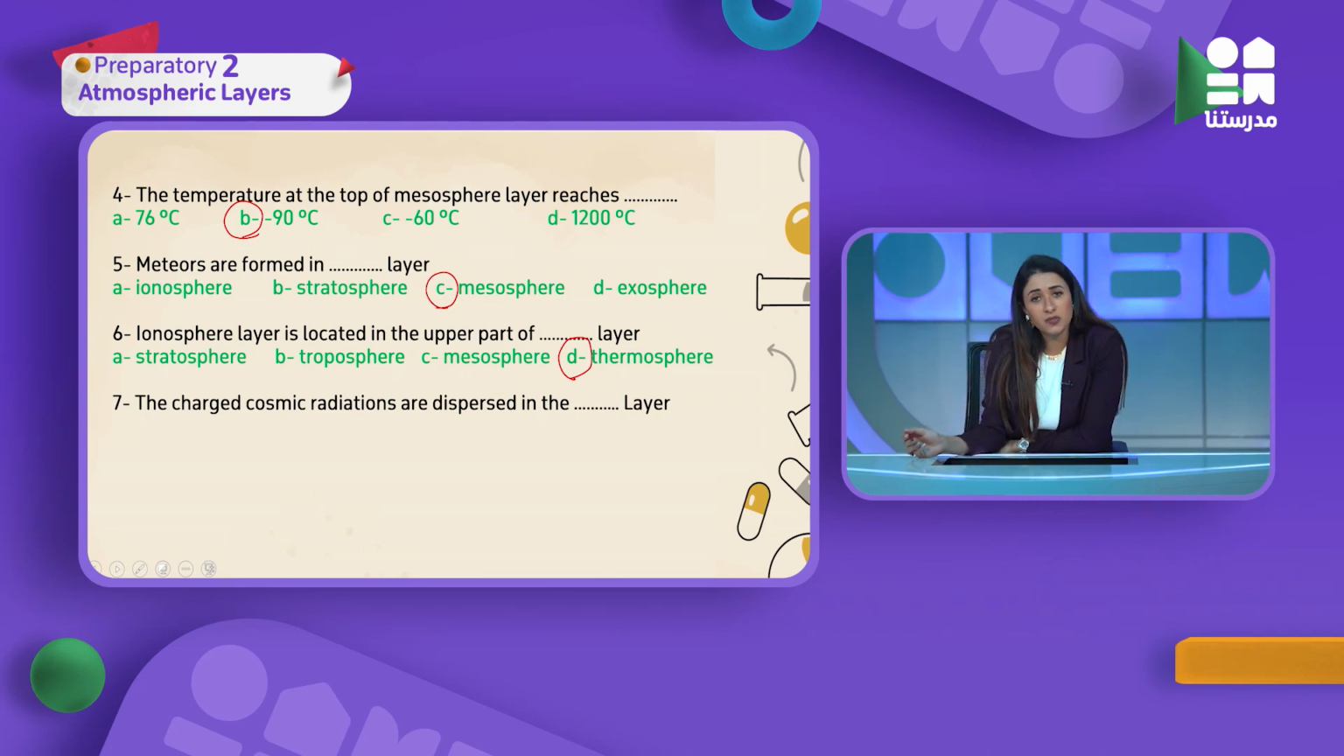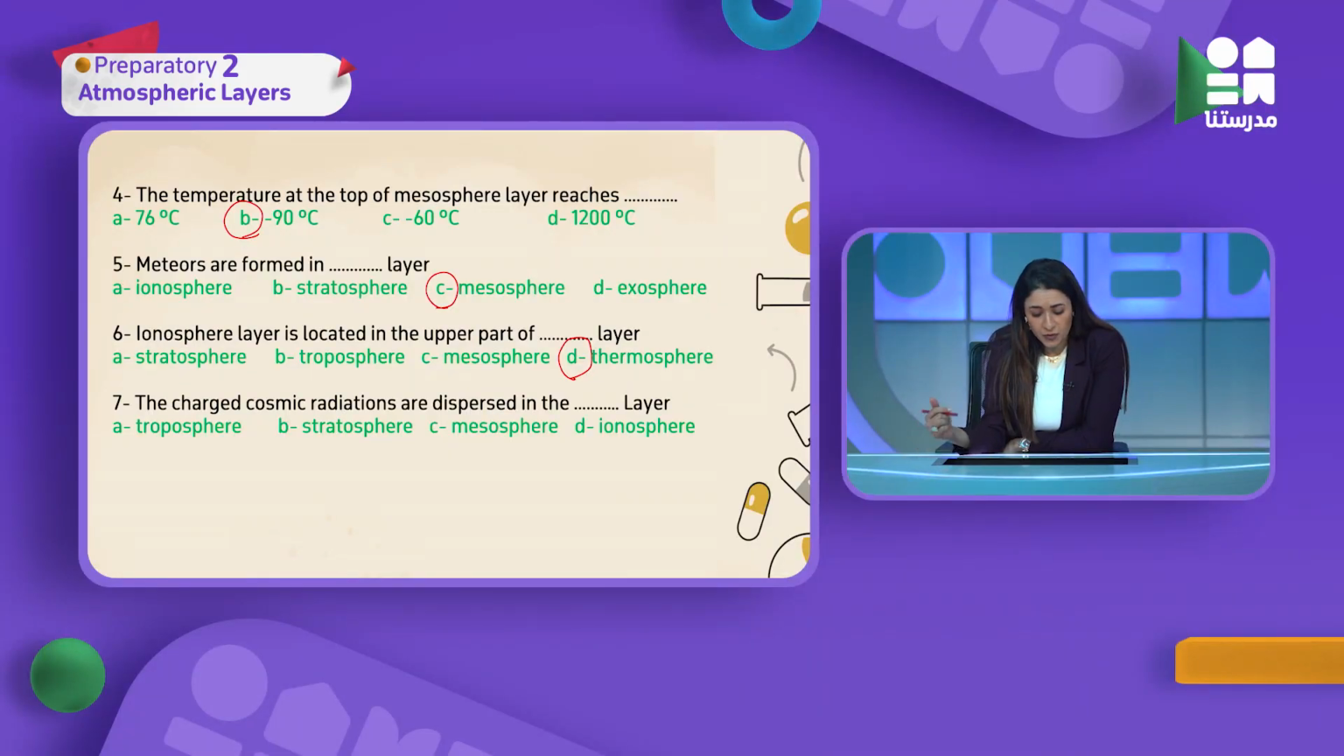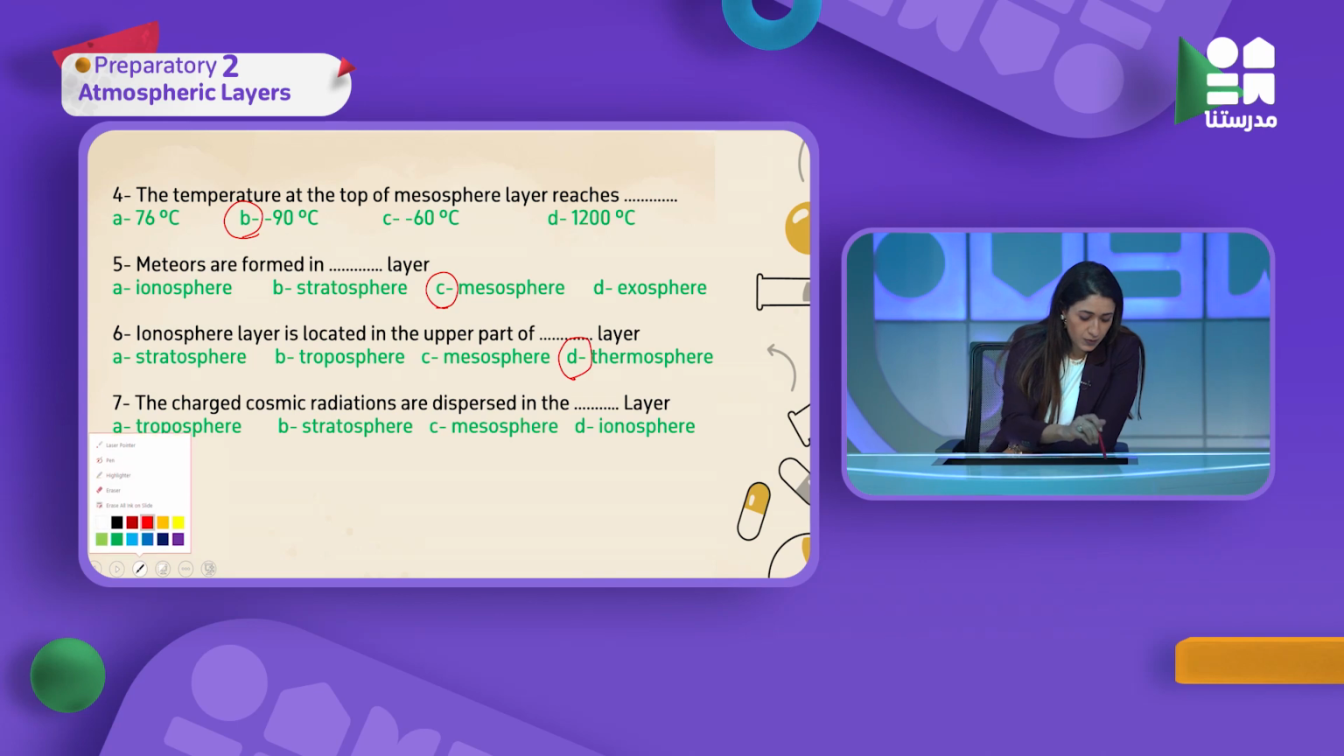The charged cosmic radiations are dispersed. كلمة dispersed يعني scattered. اوكي؟ يعني تتشتت. In which layer؟ تعالوا نشوف مع بعض. troposphere, stratosphere, mesosphere, ionosphere. احنا اتفقنا ان الايونوسفير محاط بتو magnetic belts and they are responsible for what? Scattering the cosmic radiations away from the earth. اوكي؟ طيب الفان ألين بيلتس ده موجود فين؟ حوالين ايه؟ حوالين الايونوسفير. يبقى اكيد our answer will be the ionosphere.